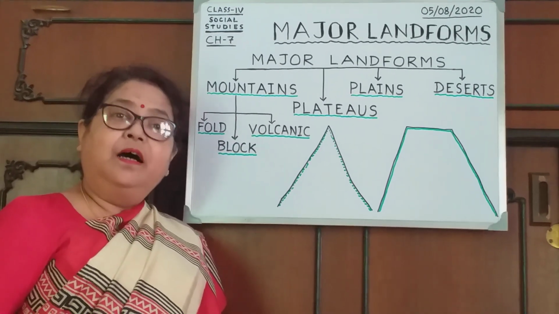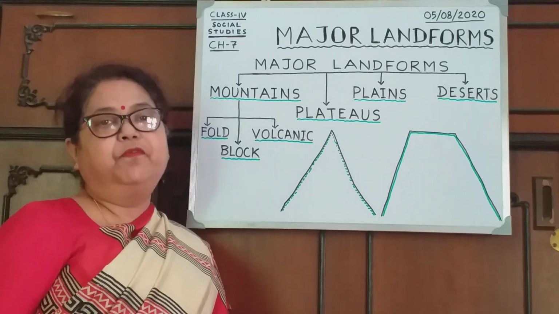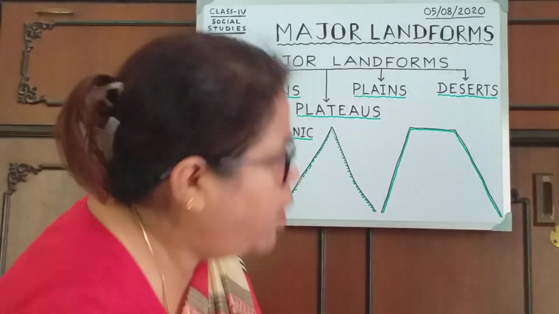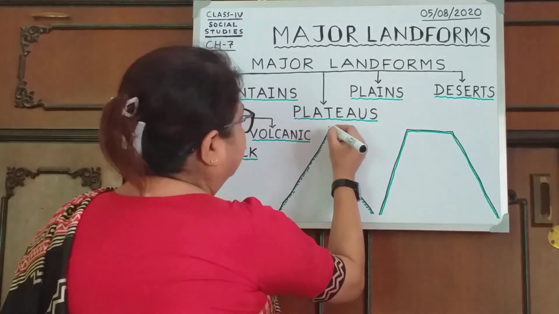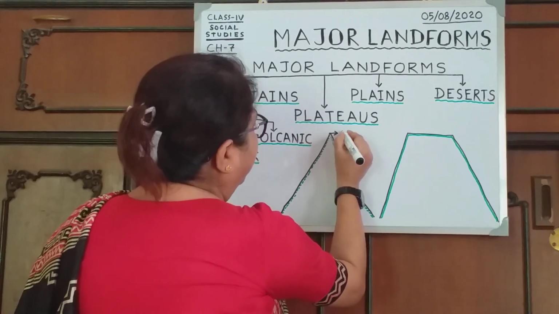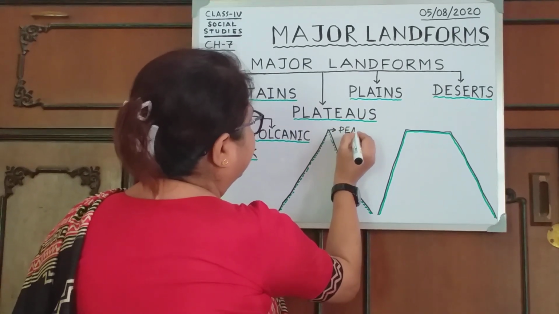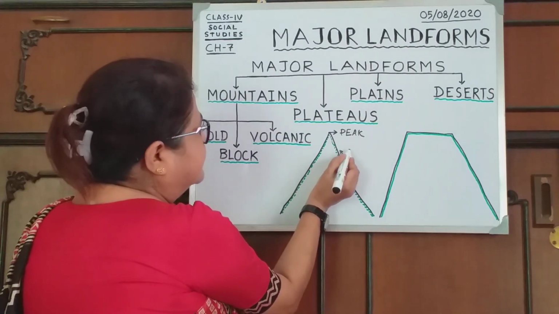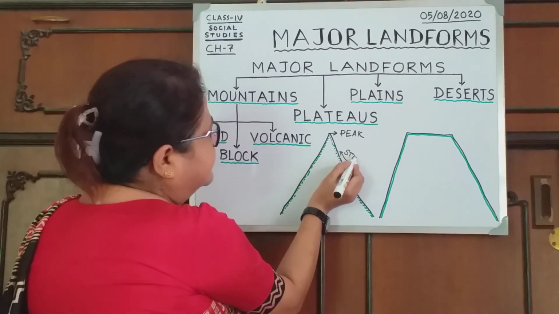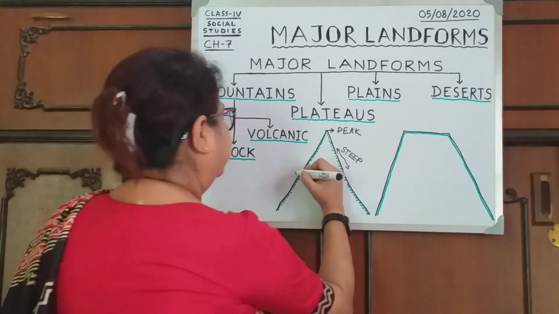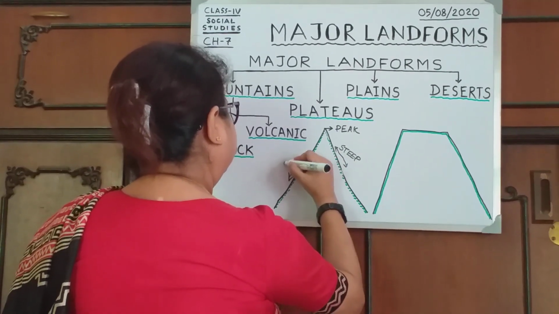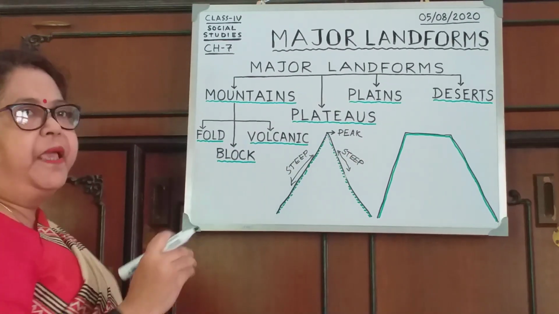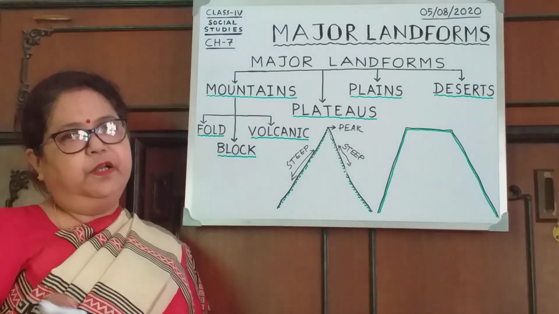Now first, mountains. What are mountains? A mountain is a large landform that rises above the earth's surface. So all mountains, you see children, all mountains have a peak, and mountains have steep sides. Sometimes the peaks are covered with snow, sometimes they are not.